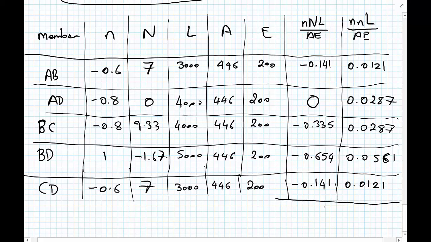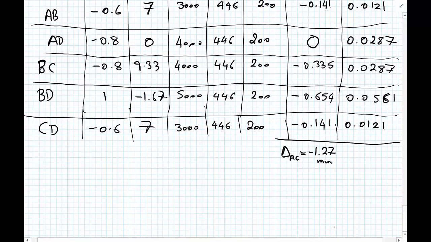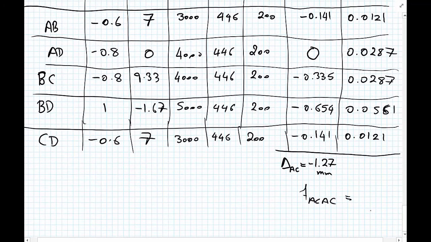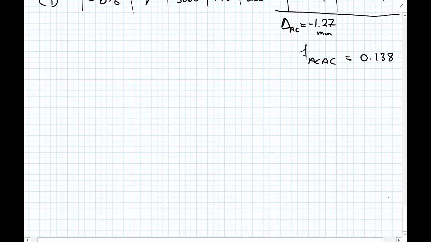So finally, we can sum the last two columns, to give us that delta AC is equal to the summation of all the numbers in this column, which equals minus 1.27 millimeters. So minus means it is going in the opposite direction to what we presumed. And we get the flexibility coefficient FACAC from the summation of this far right column, which is equal to 0.138.